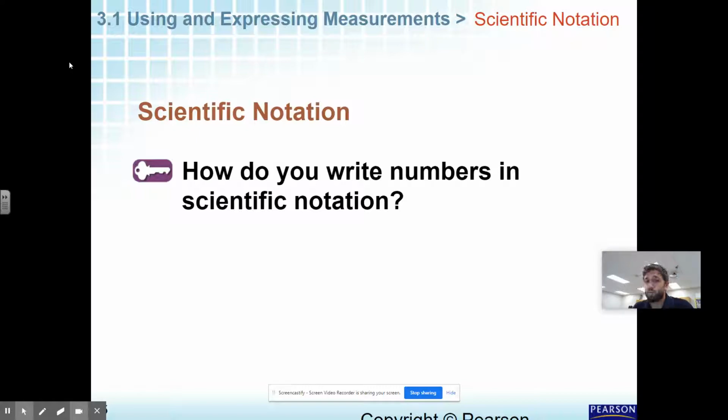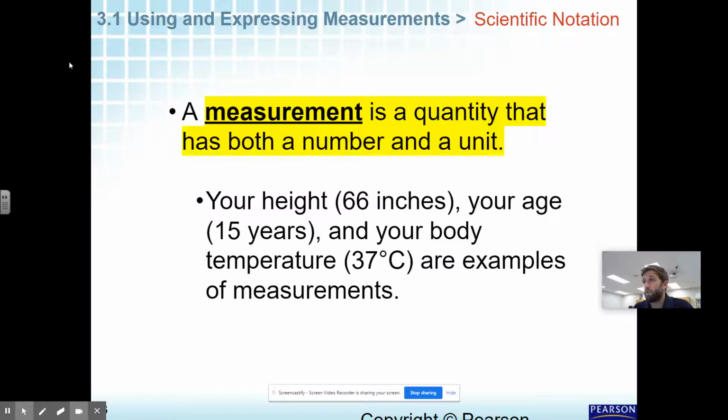You probably up to this point have already done that at some point in your life, but to be able to do that, we have to know what a couple of things are beforehand. The first thing we need to know is what a measurement is. A measurement is a quantity that has both a number and a unit. For instance, if I had a ruler in here, and I do, this ruler is measured in inches.